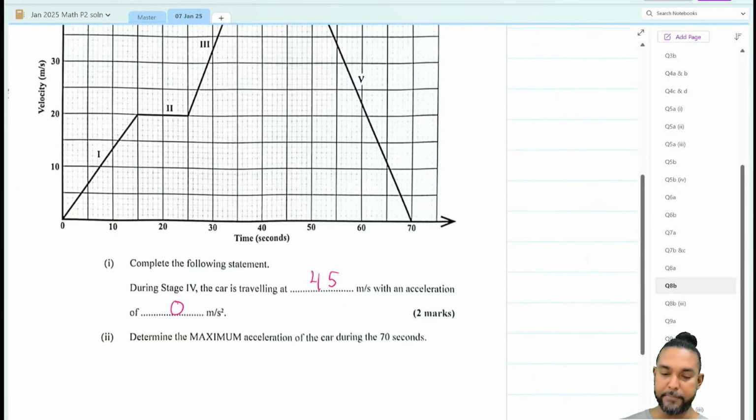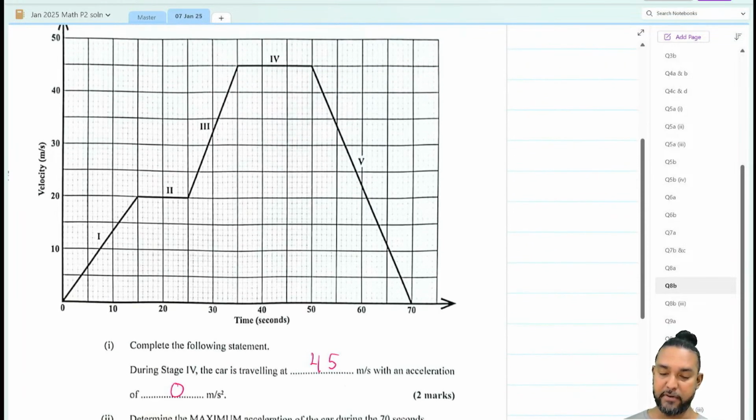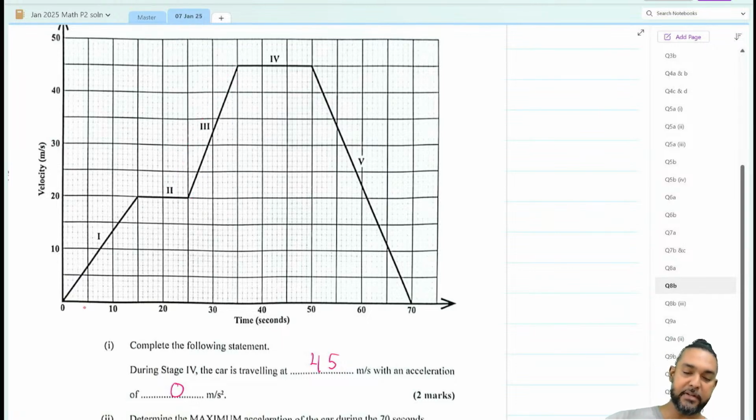Determine the maximum acceleration of the car during the 70 seconds. So the max acceleration is where the gradient is steepest. That's here. If you look at it, you have 1, 2, 3 spaces there, and 1, 2, 3, 4. So that's like a 4/3, as in vertical over horizontal, 4/3. But here you have 1, 2, 3, 4, 5 over 2. So that's a 5/2. That's bigger. So we'll find the gradient there.